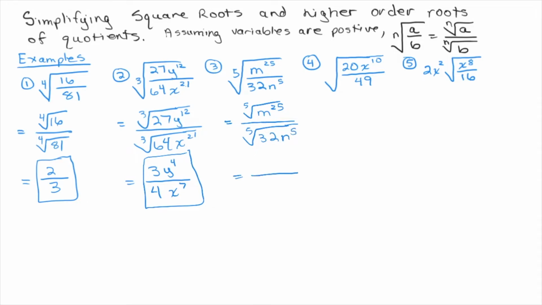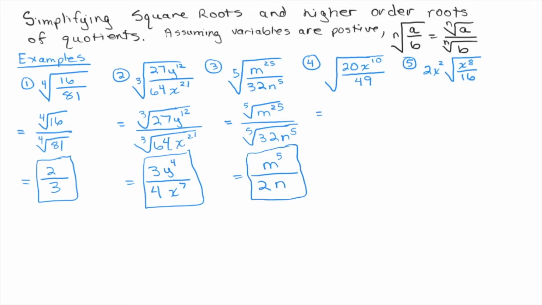All right, so the fifth root of m to the 25th, since 5 goes into 25 evenly, we just divide to get our new exponent, m to the 5th. And the fifth root of 32, well, that is 2. It's a whole number. And the fifth root of n to the 5th is simply n. So here's our third problem. Let's go on to the fourth one.